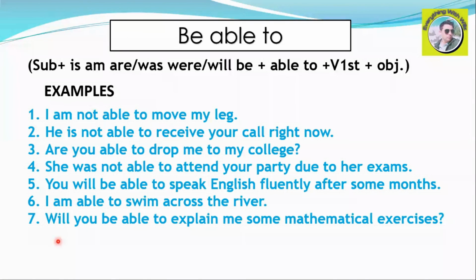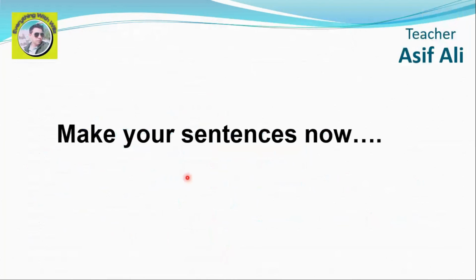All right, so example number eight is: she is not able to cope with stress. This means she cannot control, she cannot tackle her stress. So she does not have the capability or the ability to cope with the stress. You'll be able to make your own sentences now.